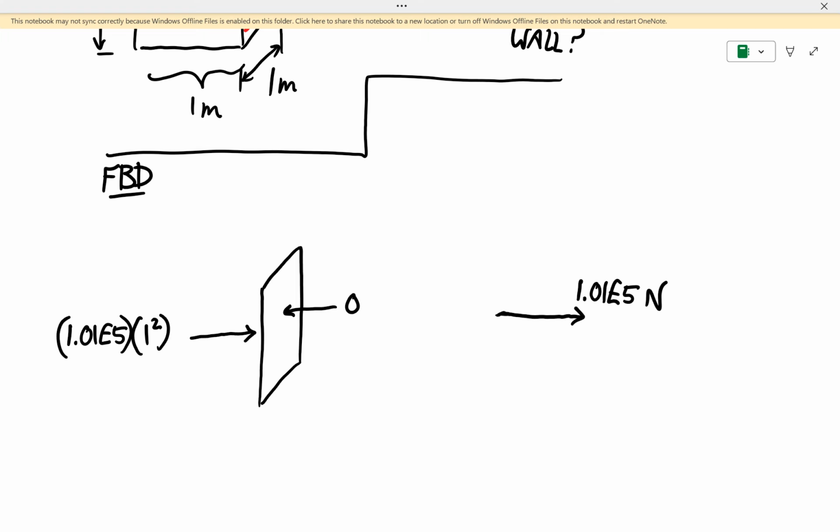Okay, so how much is that? 101,000 newtons. And so just because of the pressure of the atmosphere, there's a force of over 100,000 newtons on this. Think of your weight in newtons. Say you weigh 80 kilograms. The acceleration of gravity is about 10. So your entire body weight is 800 newtons. This is over 100,000 newtons.